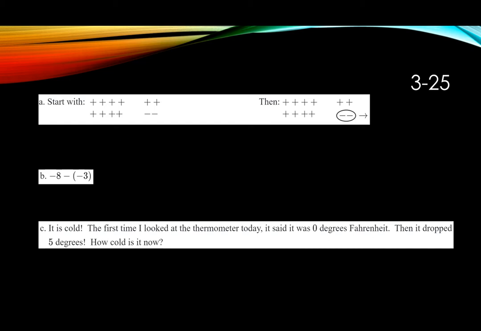And so here we're starting with 8 positive tiles. And if I look at what our then statement says, it says we're taking away 2 negative tiles. So I know taking away means that we're going to be subtracting. And in this case, we are subtracting negative tiles. So we're subtracting negative.